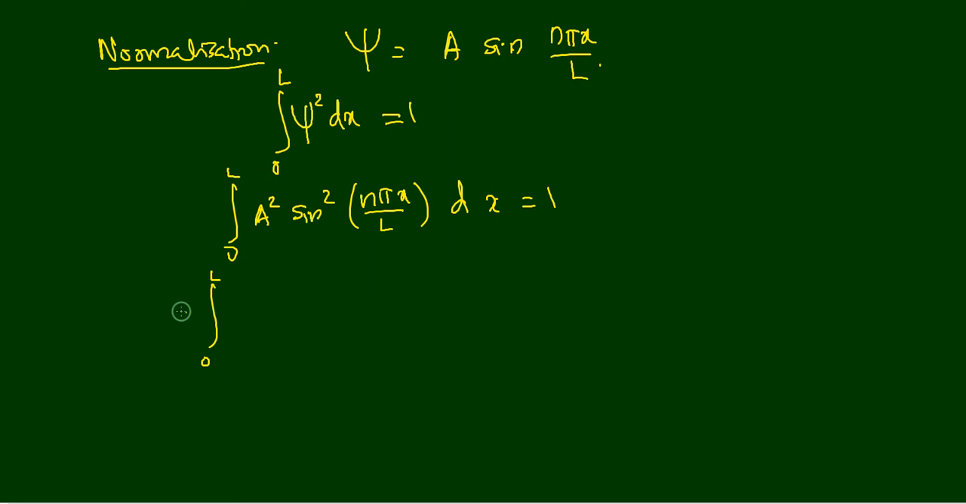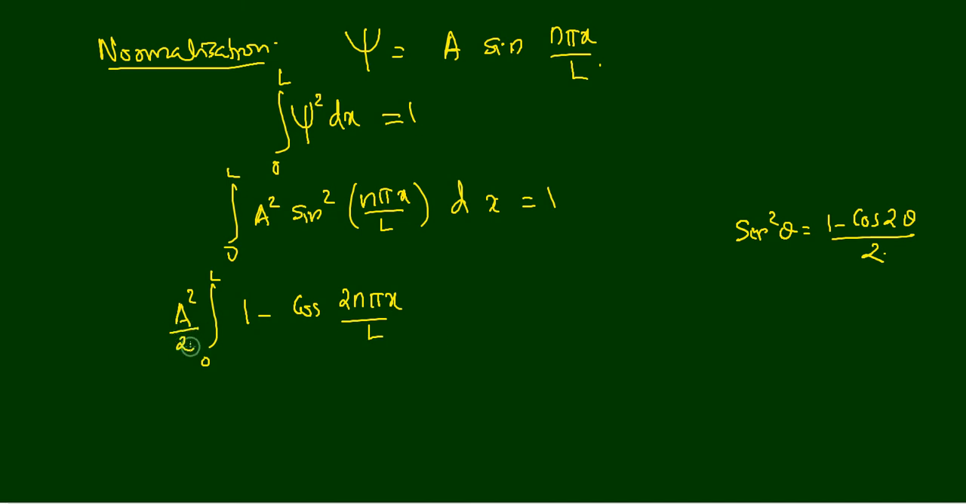Okay, that means integral 0 to L. Let us take a square outside of the integral sign because that is a constant. So a square integral 0 to L sine square n pi x by L. I am going to rewrite the sine square n pi x by L in another way because we know that sine square theta is equal to 1 minus cos 2 theta divided by 2. So instead of sine square n pi x by L, I am going to write 1 minus cos 2n pi x by L, divided by 2.